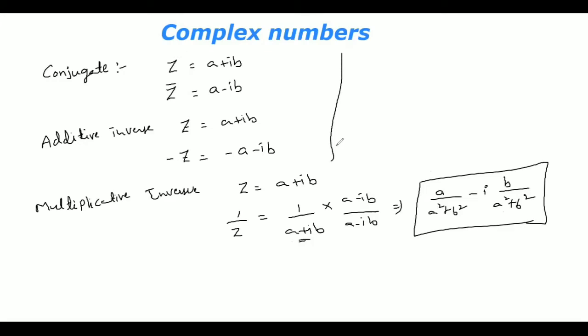And we have the modulus. z = a + ib, its modulus is |z| = |a + ib|, that equals √(a² + b²). This is the mod of z. Based on these formulas we have some questions.